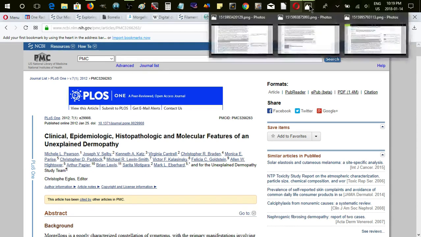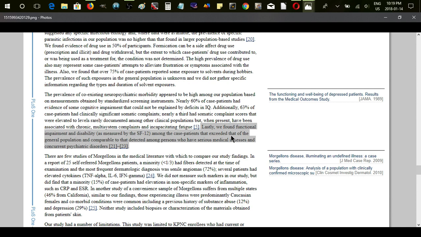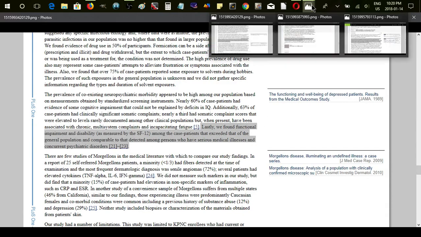However, lastly, among the people we found functional impairment and disability as measured on this scale among the case patients that exceeded that of the general population and compared to that detected among people who had serious medical illnesses and concurrent psychiatric disorders. So even though they didn't choose their people based on these fibers, they found their people had much higher impairment and disability than the general population. Oh, we might have pictures among their.